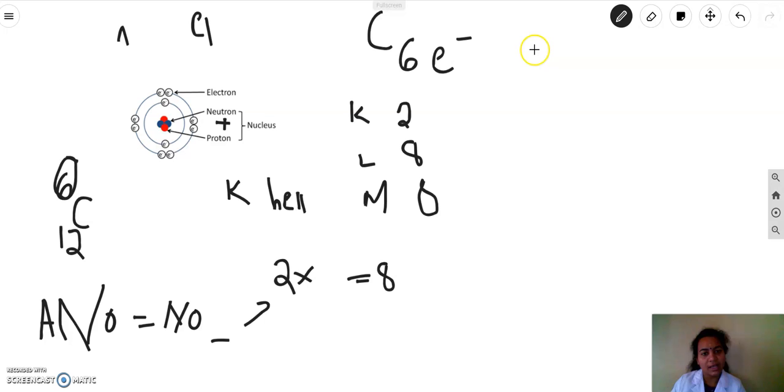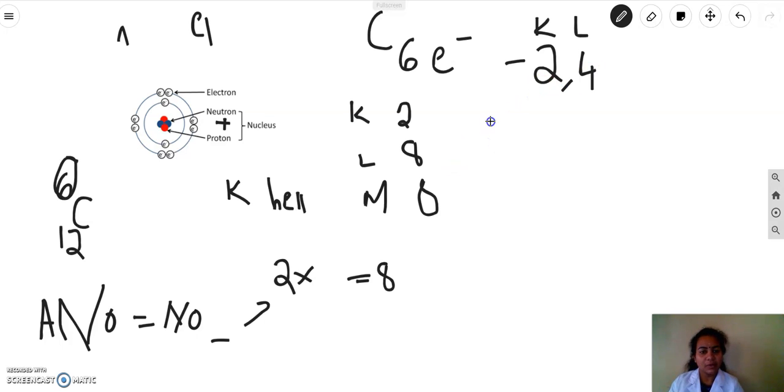In the first shell it will contain 2 electrons. So 2 electrons are already distributed to the K shell. Then how many electrons are left? 6 minus 2, 4 electrons. The L shell can accommodate 8 electrons, so the remaining 4 electrons go to the L shell. So K shell 2 electrons, L shell 4 electrons. This is the electronic configuration of carbon, that is 2, 4.